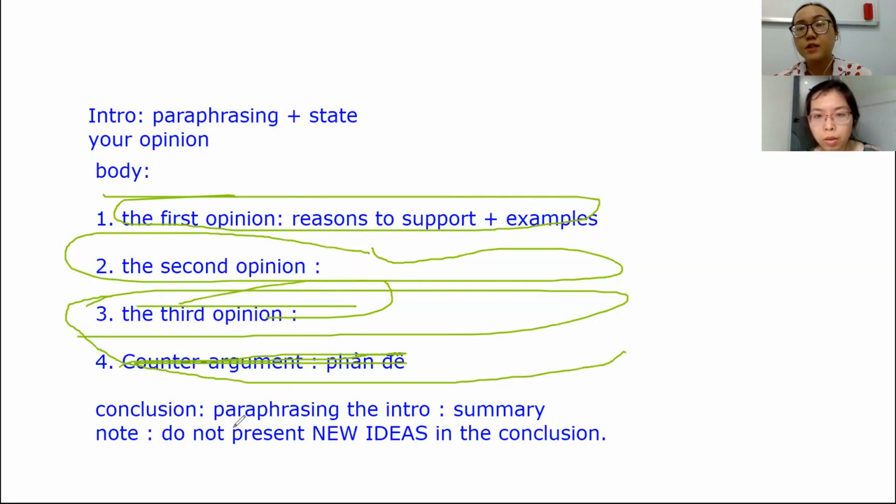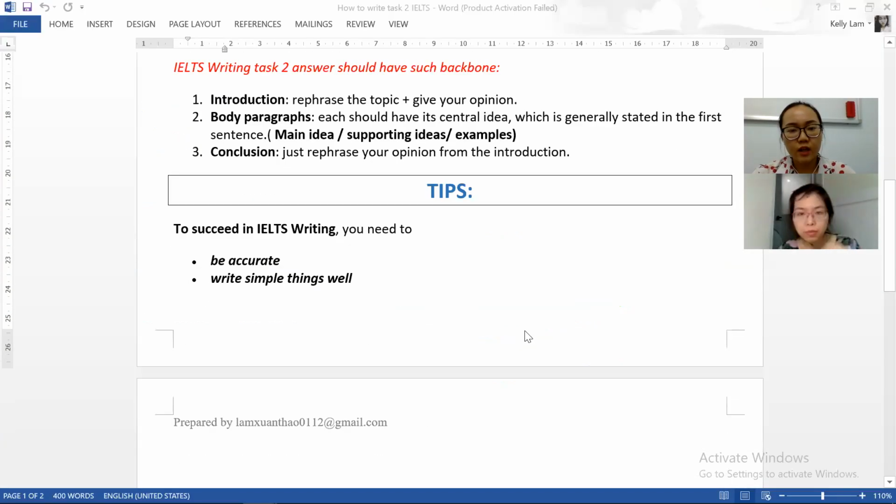Because I see many students are afraid of writing. They don't know how to write. They don't know how to brainstorm. But actually, it's not that hard. Understand? Yes. Okay, very good. And tips.